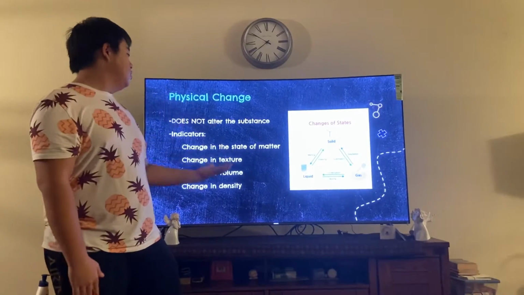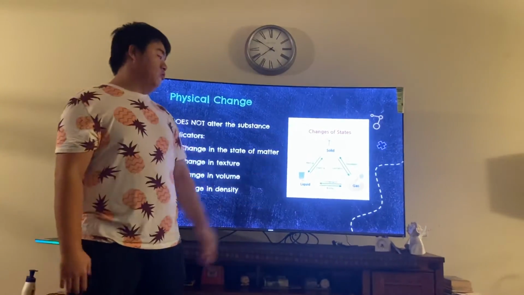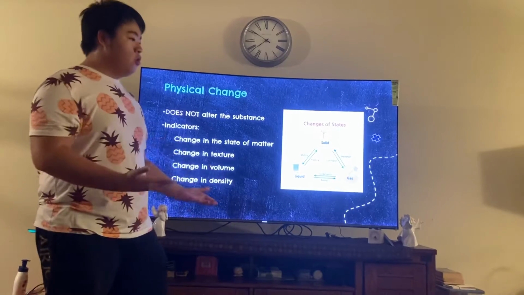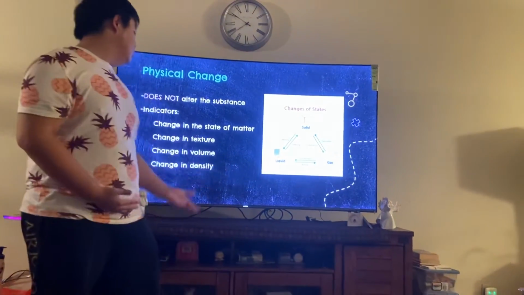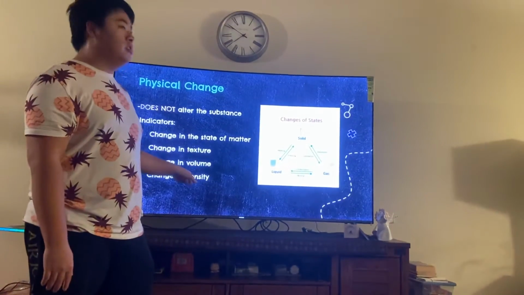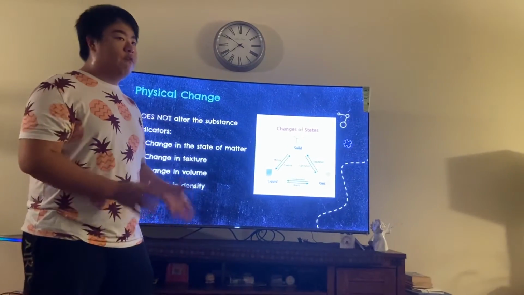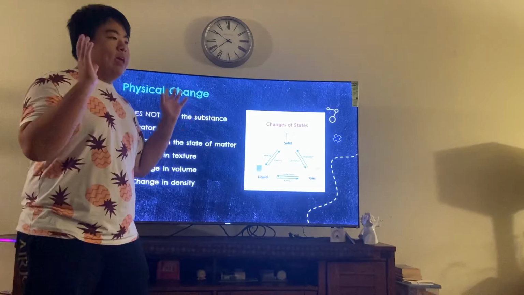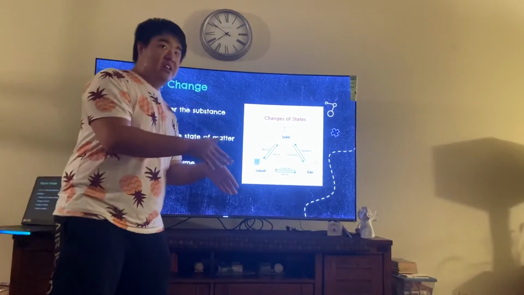And then there are also indicators such as the change in texture, which is something you can feel, the change in volume, the size of the material, and then the change in density. Note that the change in volume and the change in density are two separate things. Volume is the actual size of it, and density is more the molecules inside it.